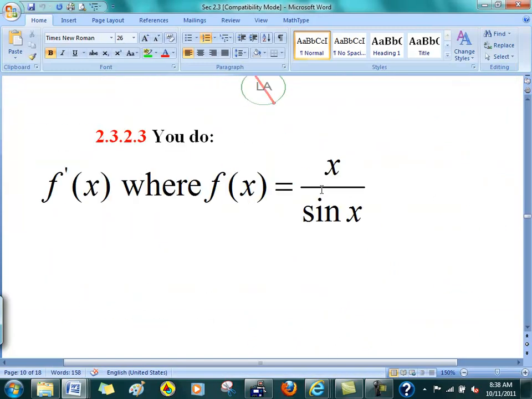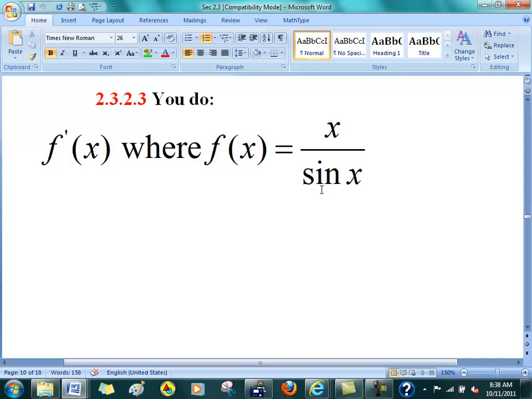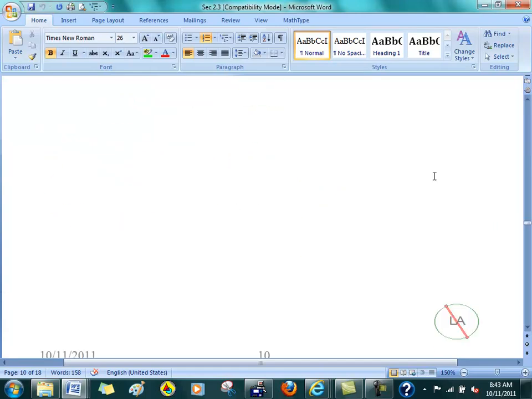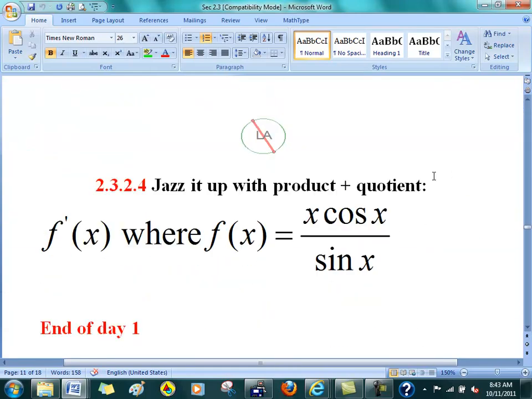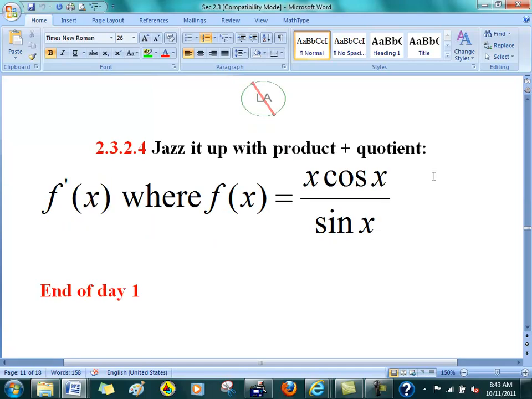Okay, so you guys do this one now, okay? I've just flipped it for you now. Okay, jazz it up and you guys do this. So now you've got a product and a division, okay? A product and a quotient. Yeah, you have a product at the top, and then you also have a quotient.